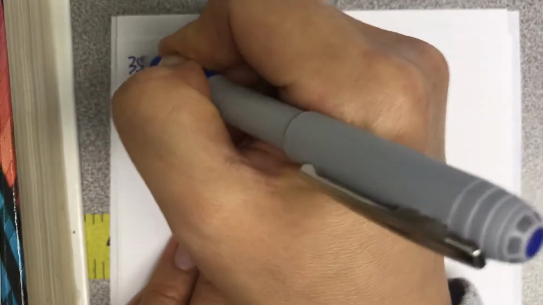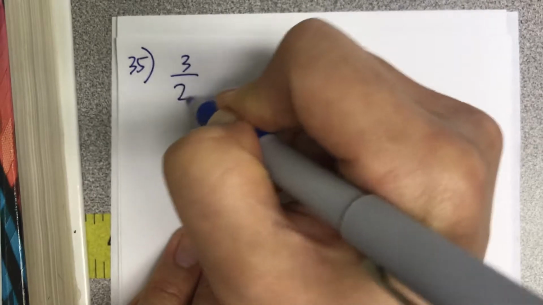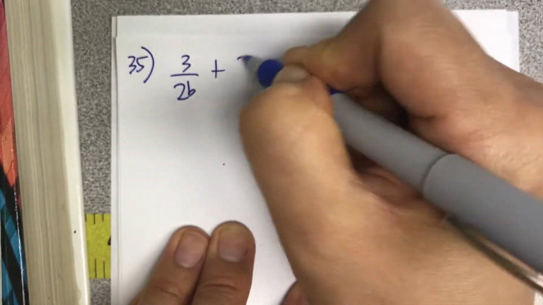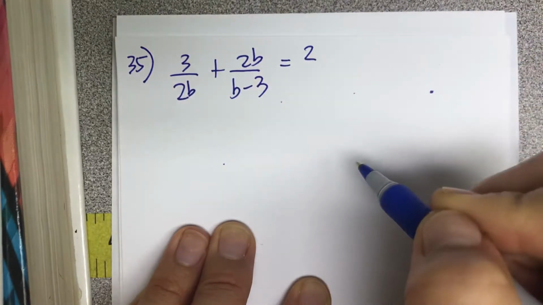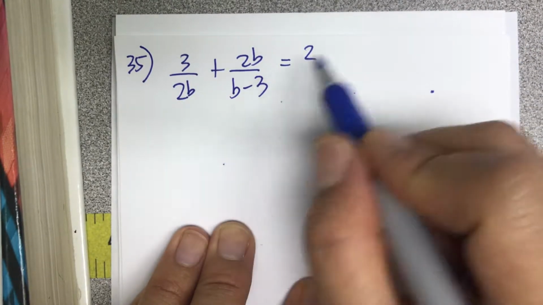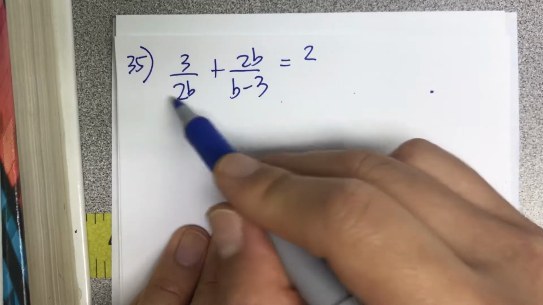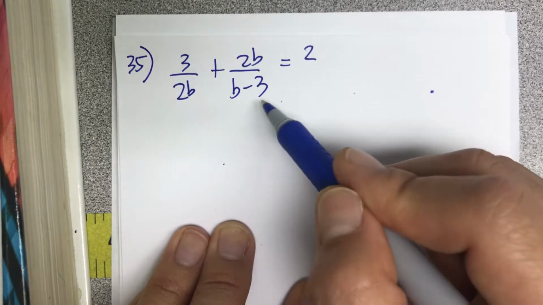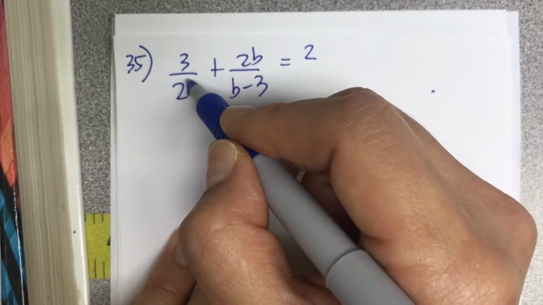The last one is page 41, number 35. We have 3 over 2b plus 2b over b minus 3 equals 2. Okay, now we see that we can't cross multiply because this isn't one full number, it's attached to another number. So we need to make it one full number before we could do any kind of cross multiplication. So let's use a bow tie method.